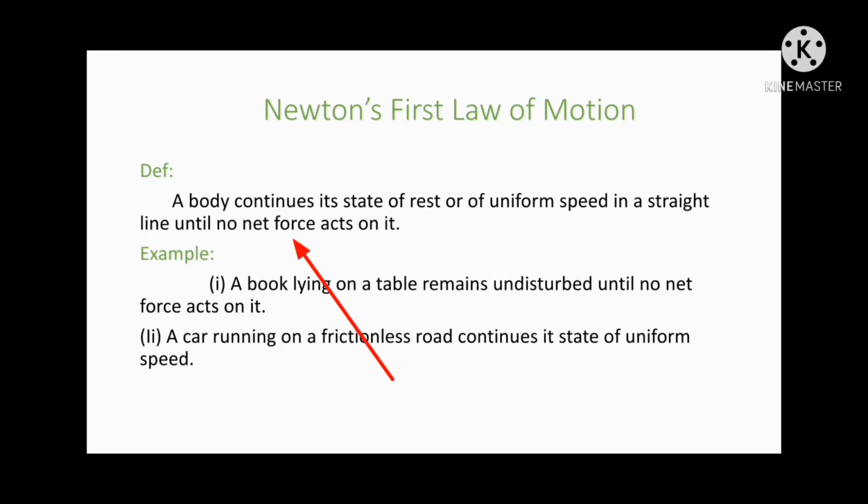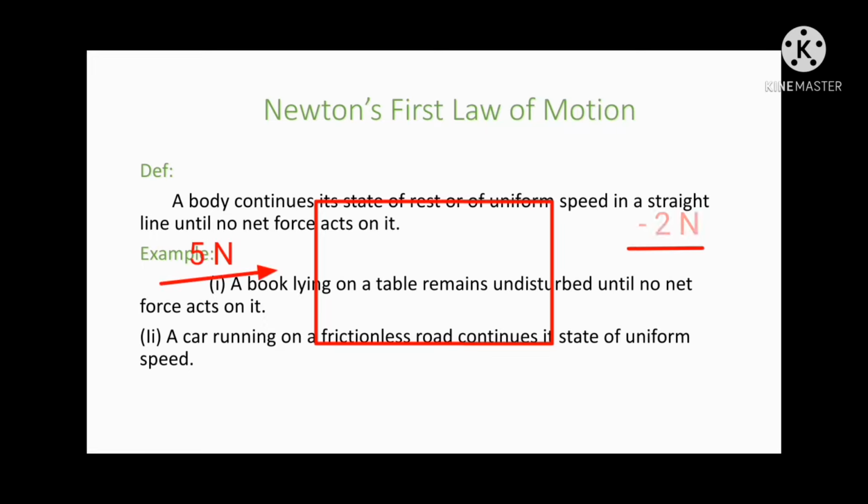Now let's discuss the concept of net force. In order to discuss it, let's suppose that we have a body and two forces, 5 Newton and 2 Newton, acting from opposite sides on the body. In this case, the smaller force will be taken as negative because it has to be subtracted from the larger force. The net force will be 3 Newton.